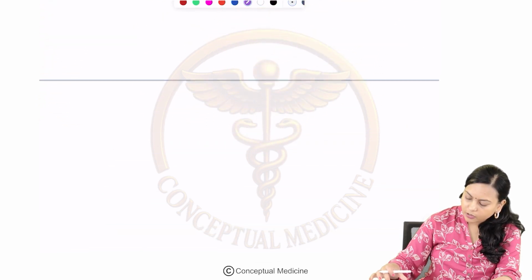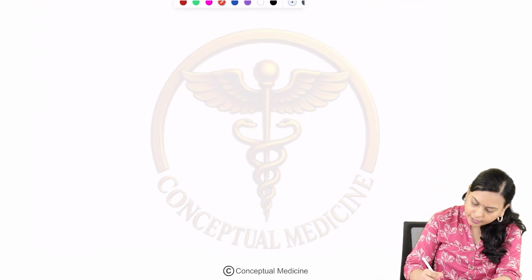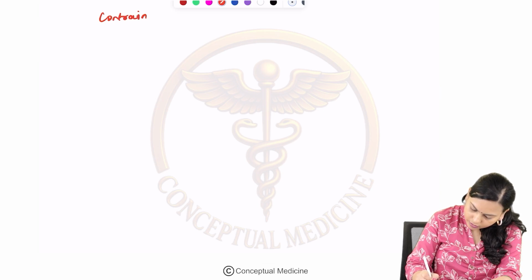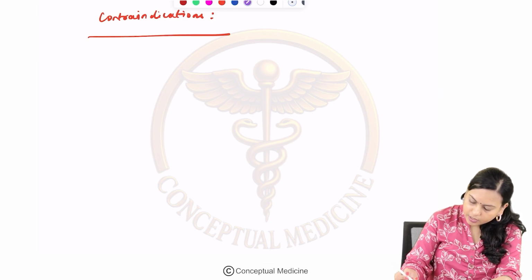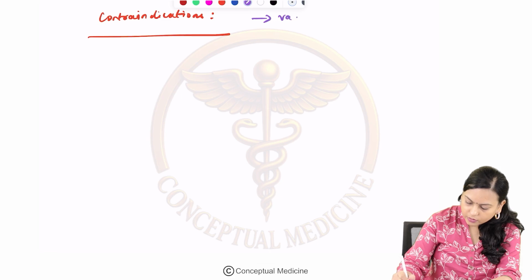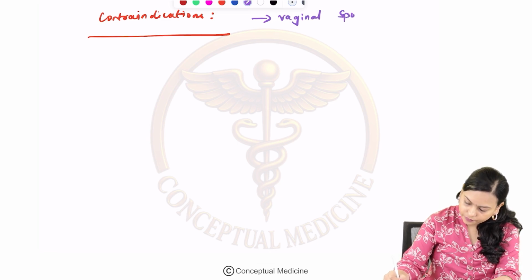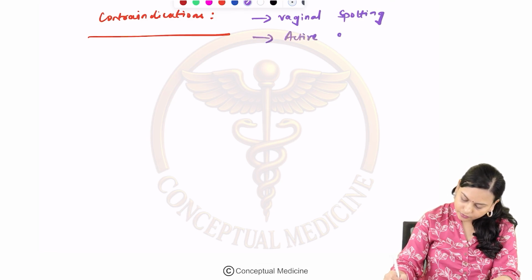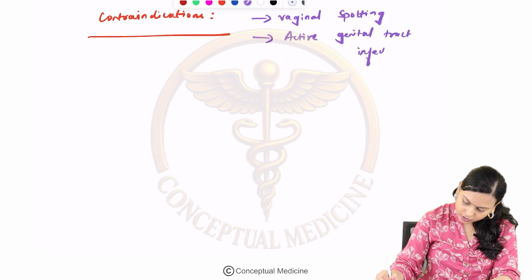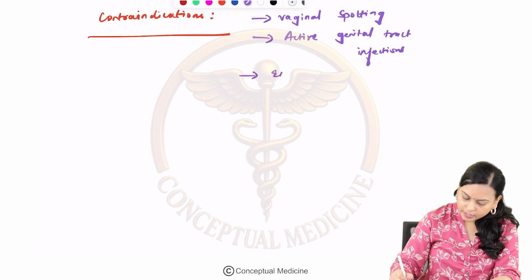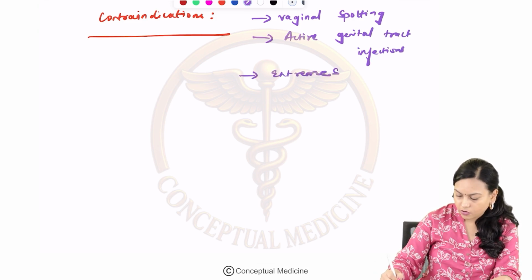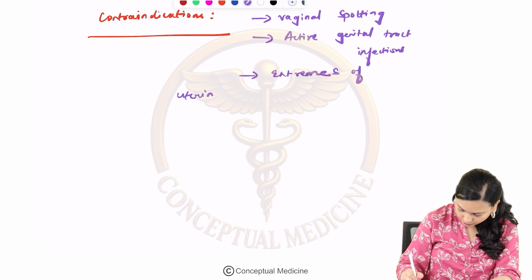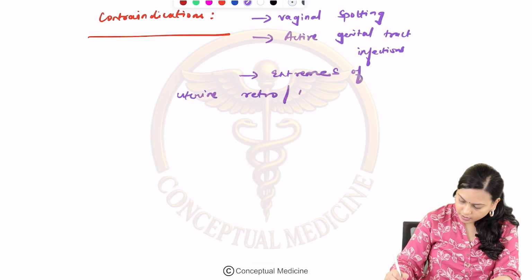Now, what are the contraindications of chorionic villus sampling? Relative contraindications include vaginal spotting, any active genital tract infections, or when there are extremes of uterine retroflexion or anteflexion.